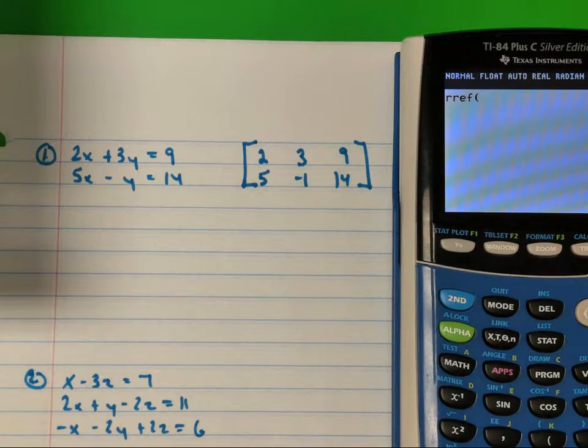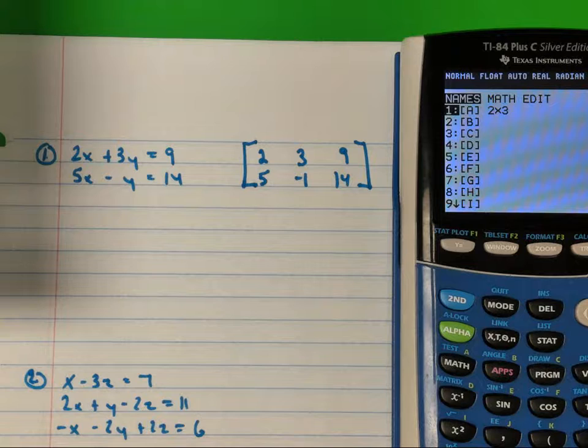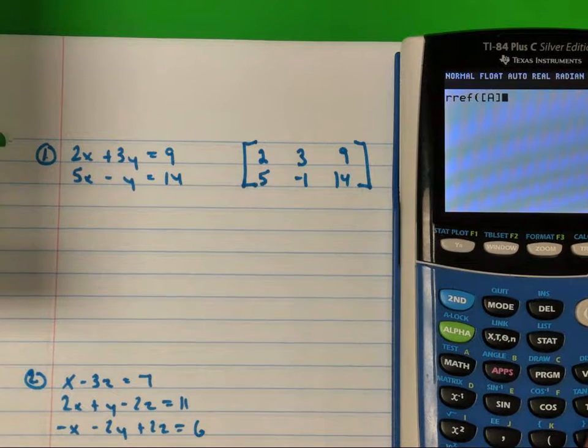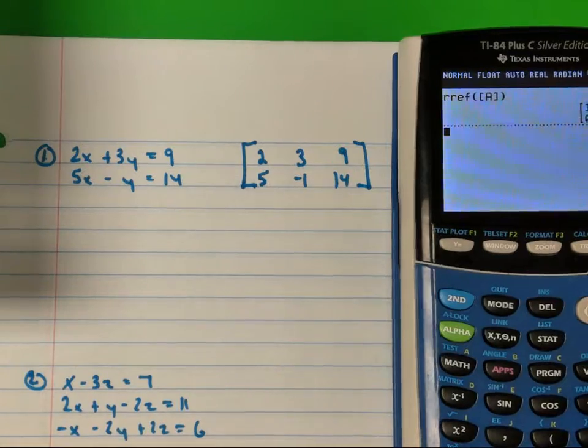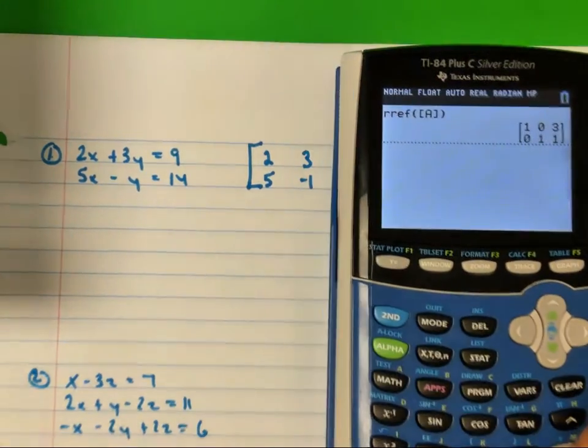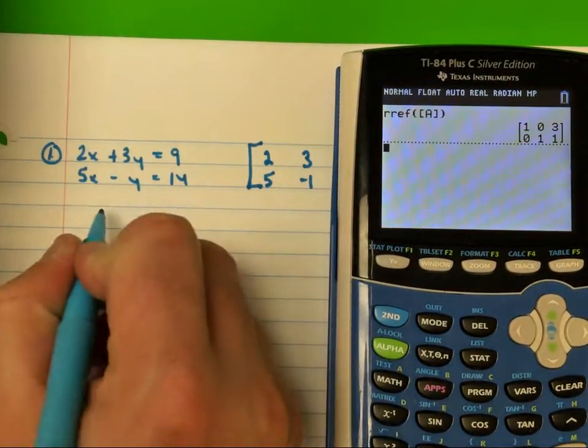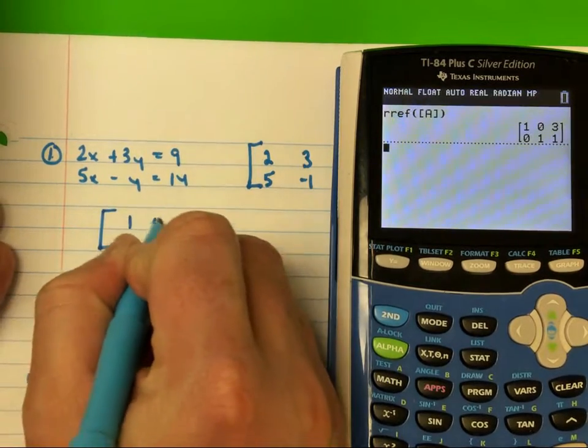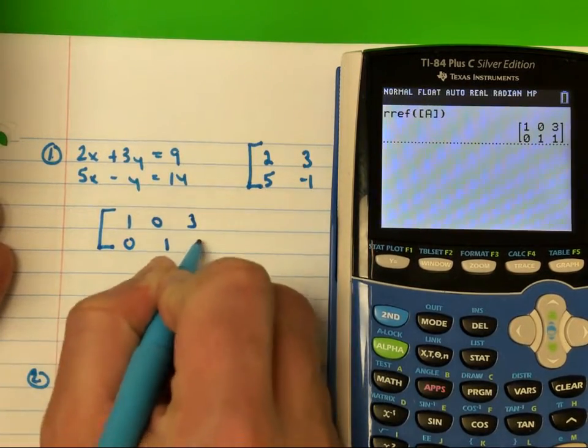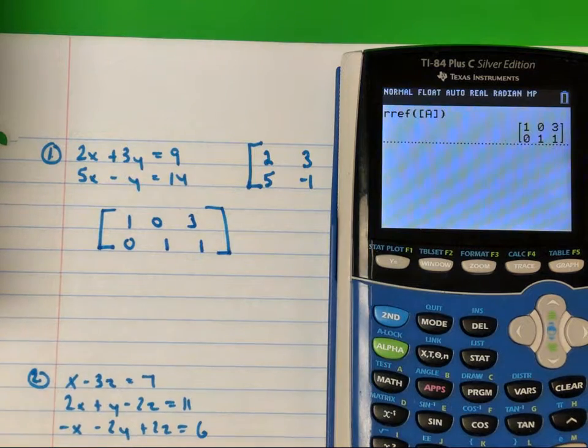You're going to hit enter, and then you're going to go back in your matrix, second, this button right here, and pick the matrix you were just working with, A. Close the parentheses, and when you do that, you get something that looks like this. So I'm going to write that down on this paper. You get 1, 0, 3, 0, 1, 1. Okay.